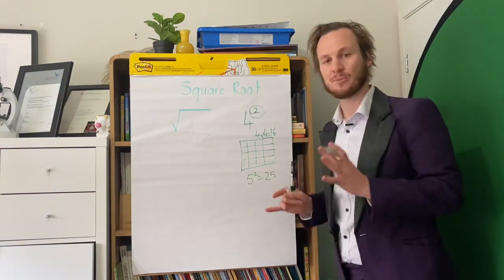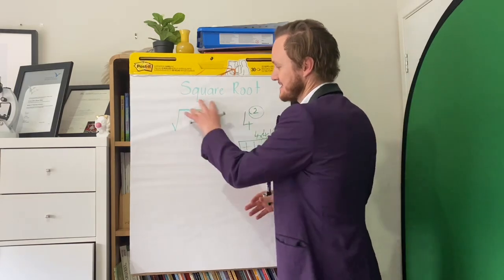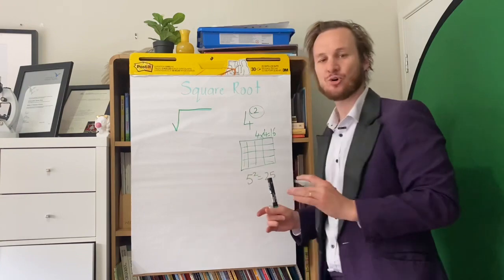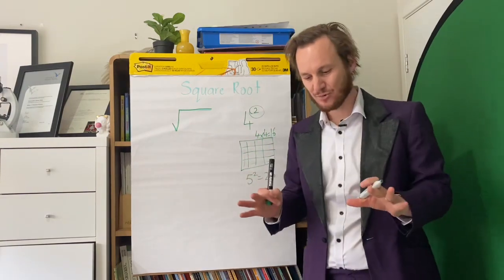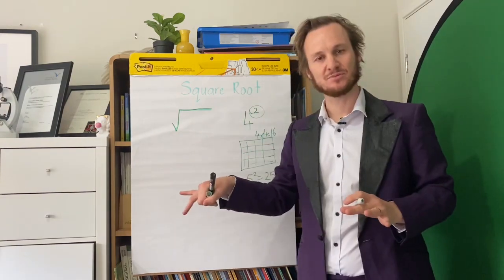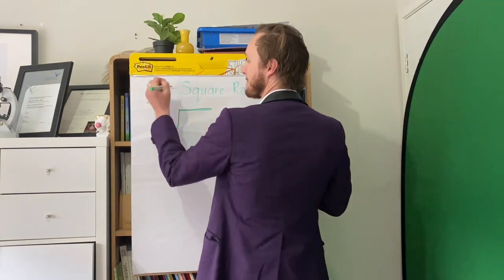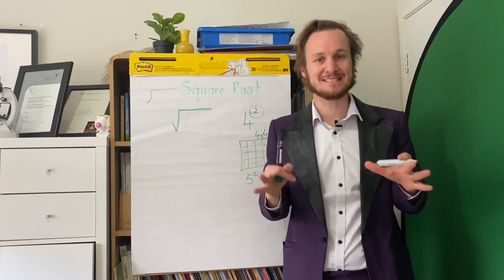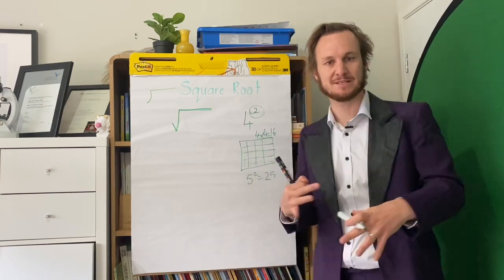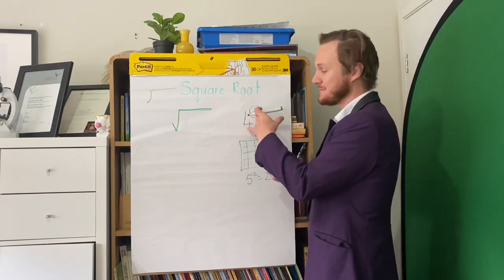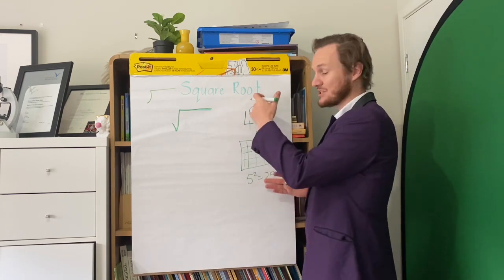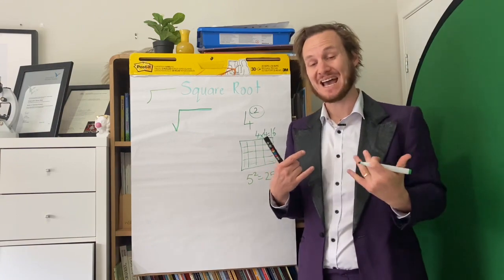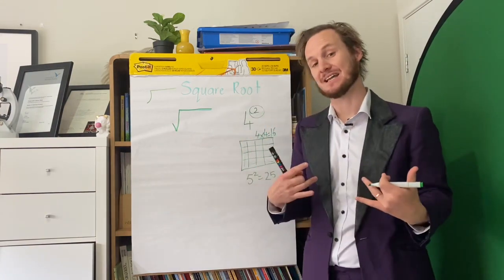Now today we're going to talk about the square root, and you'll see this symbol here. That is called the square root. Now the square root looks a bit like the division symbol, with this little pointy thing here. The square root is basically the opposite of square numbers. If square numbers are timesing a number by itself, so 4 times 4, the square root of a number is which number had to be multiplied by itself to get to that number.